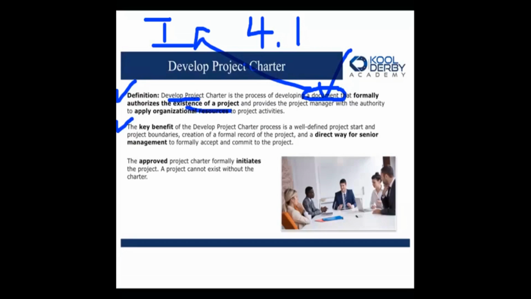All right, so now you know some key terminology. I don't pat myself on the back, but I'm smart enough to know that key terms make a difference. When I see formally authorizes the existence, I know they're talking about a charter. There's nothing else in the PMBOK that talks about authorizing the existence other than the charter. So get yourself thinking in that manner. Now, it provides the project manager with the authority to apply organizational resources. All right, so let's go back to this. Organizational resources.